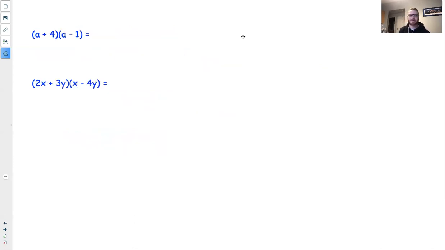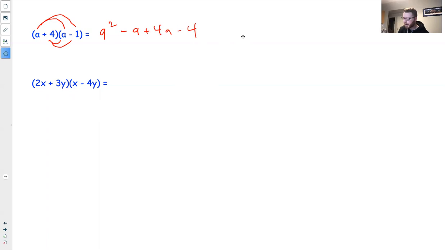So just a couple more examples here. Here when we have two terms in each bracket, this is where we have our FOIL method. So I'm going to take my first term in the first bracket, multiply it by the first term in the second bracket. So that will give me a squared. Then I will multiply that by the second term in the second bracket, giving me -a. Then I will do the same thing with the second term in the first bracket. So that will give me positive 4a minus 4.